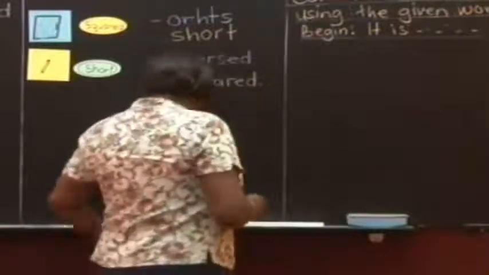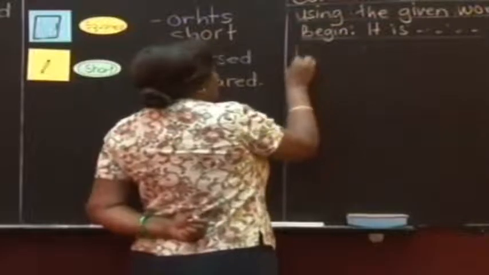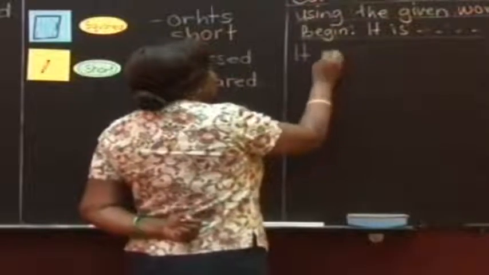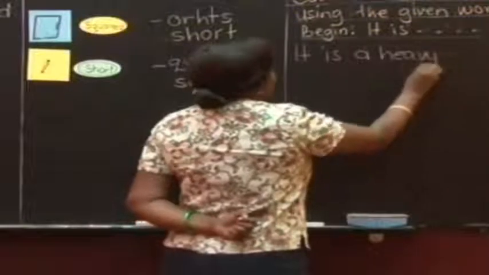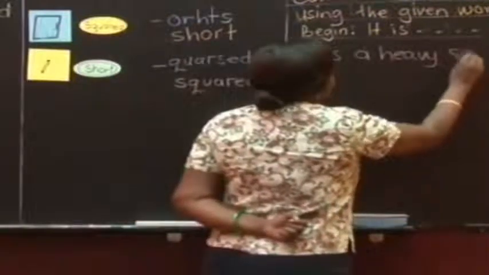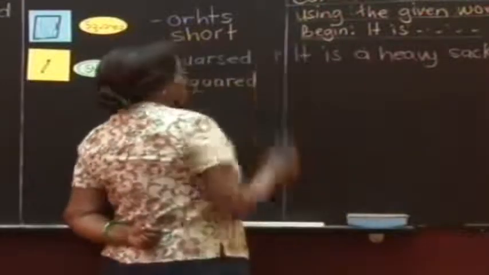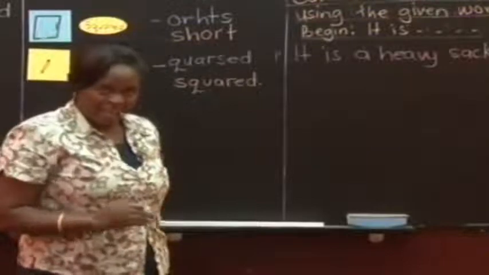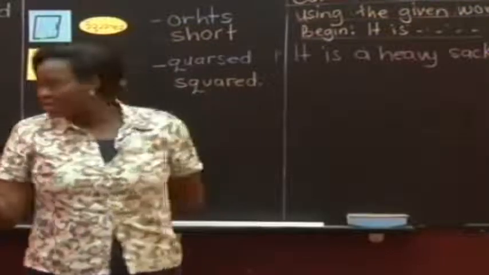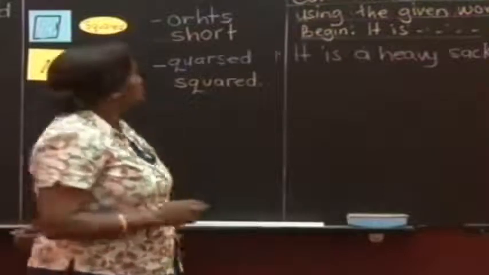Our sentence number 1 is going to begin with, it is a heavy sack. From our first word, we shall say that it is a heavy sack. Maybe you can even say it is a very heavy sack for her, because if you can see the person carrying it, it is heavy.